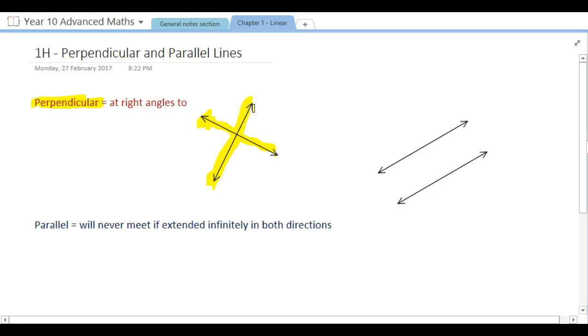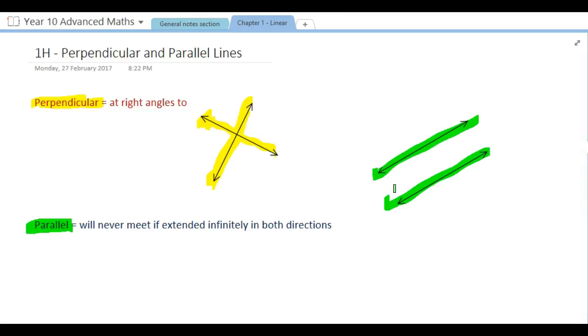Okay, the second thing is parallel. Parallel means two lines that never meet. Parallel lines never meet, if they go off, these two lines are parallel. So you really have to nail those two definitions, they're kind of fundamental to this part of the section.